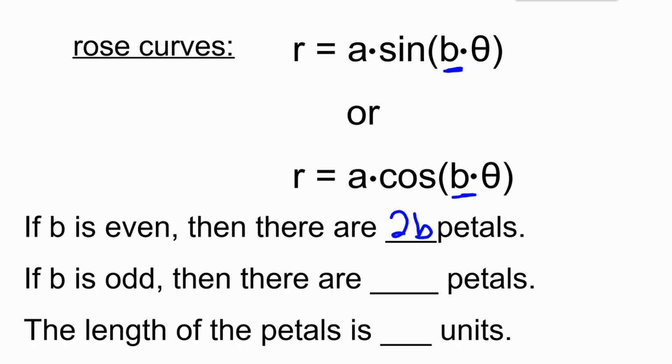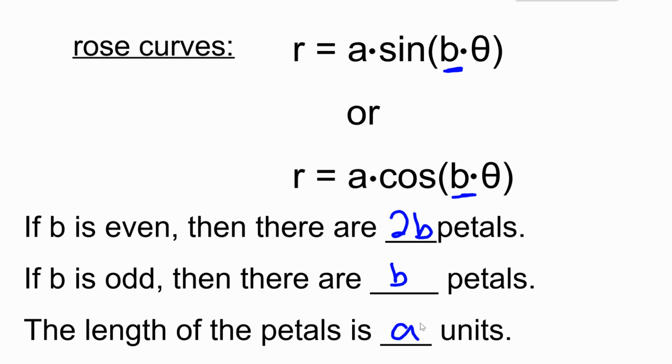If it's odd, then it's not double, it's just that number. So if it's 3, there's 3 petals. It's 5, 5 petals. And then the length of the petals that we just talked about, that is a units long. So these are called rose curves. They follow this equation, and we just kind of looked at what each of those a and b do.